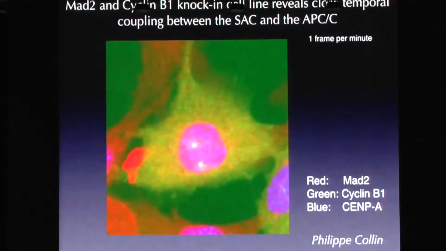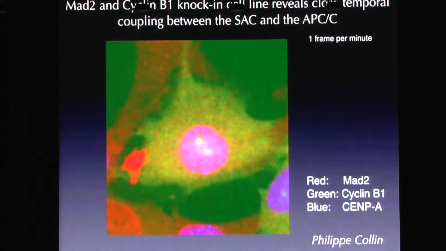So here we have a double knock-in cell in which we've got cyclin B1 labeled in green, MAD2 is labeled in red, and we also have an ectopic marker for the kinetochores, and in this case the centromeres, in blue. What you'll see is that as that cell enters into mitosis, the nuclear envelope breaks down. You have lots of unattached kinetochores, so MAD2 will bind to them, and the red plus blue is magenta.